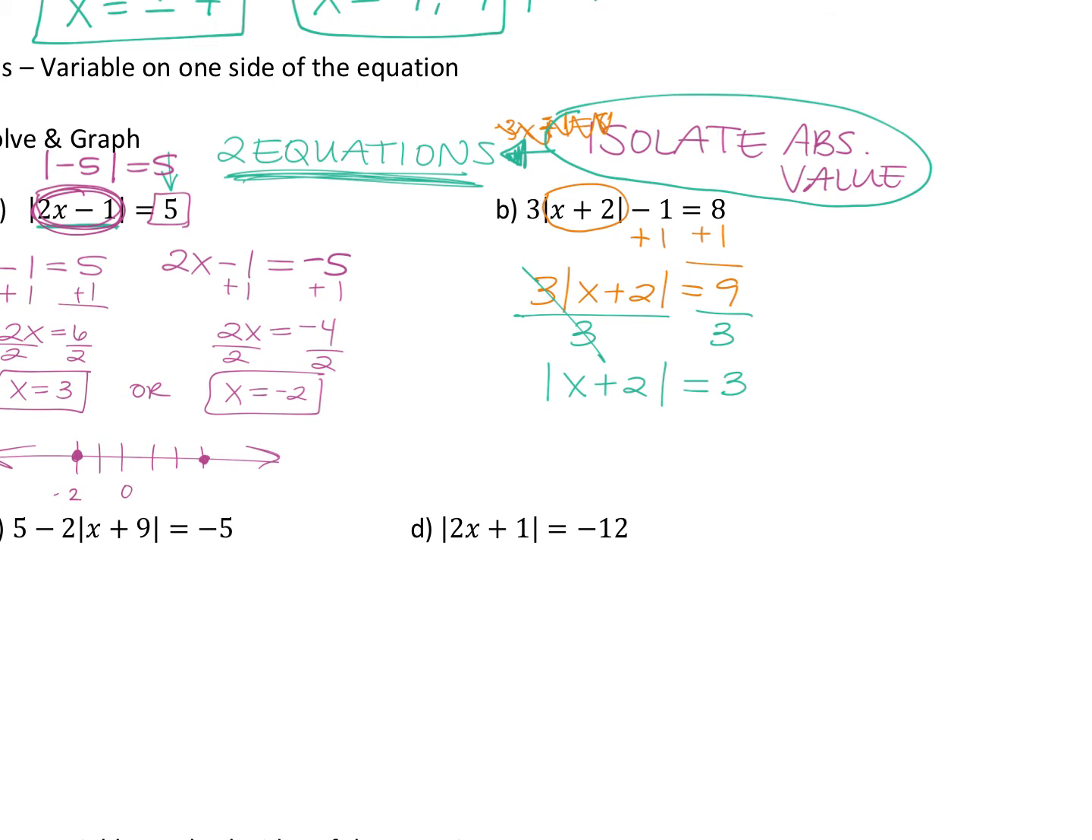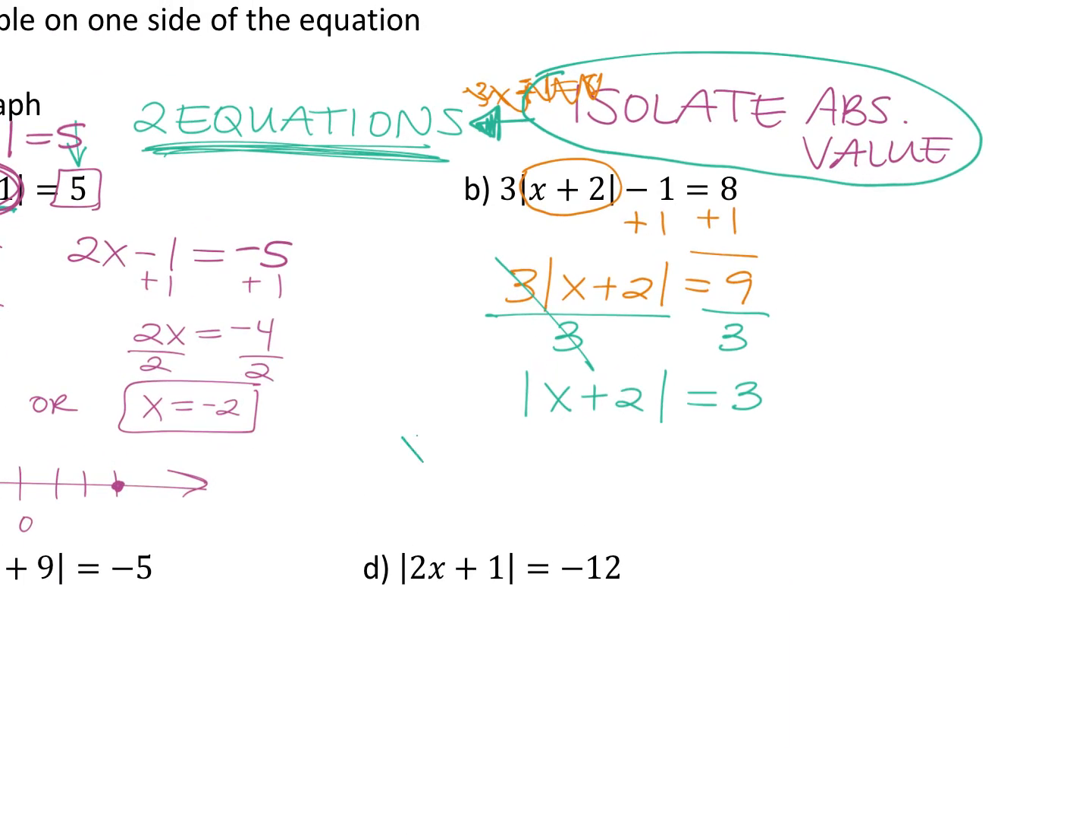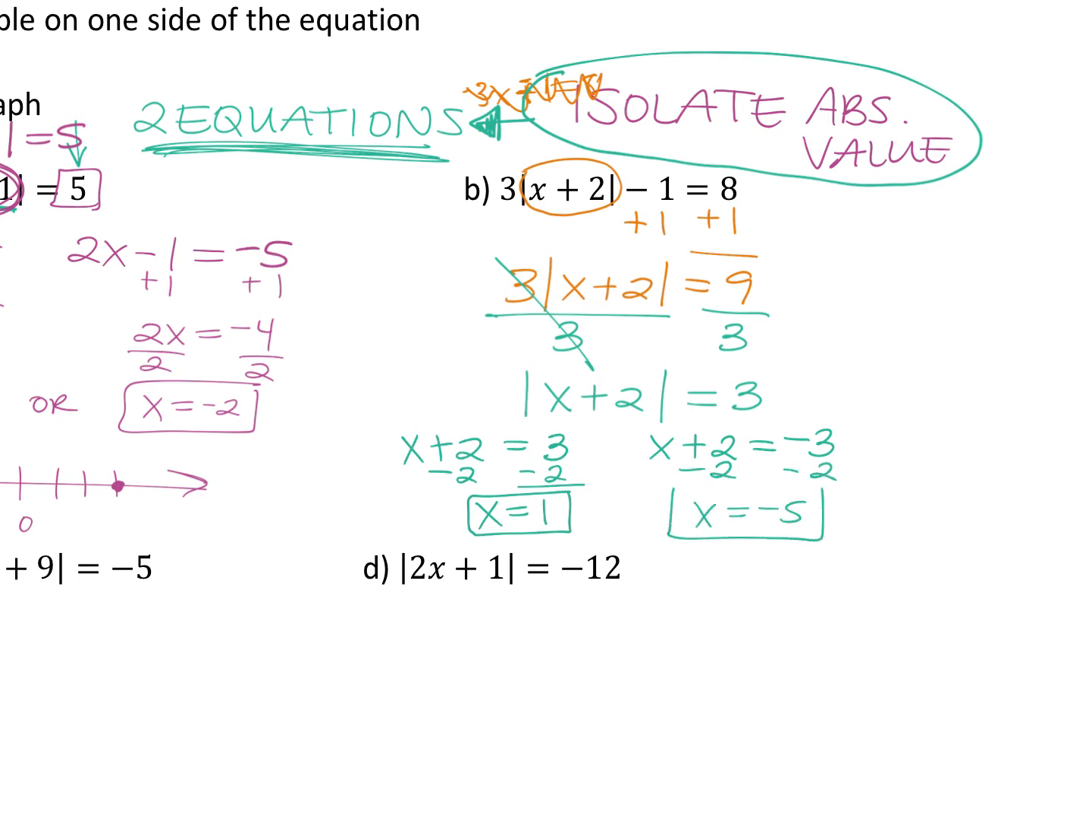Okay, so from here, now we're gonna write 2 equations. We're gonna say x plus 2 equals 3, and x plus 2 equals what? Negative 3. Okay, so solve that. Take away 2, and x equals 1. Take away 2, and x equals negative 5. Okay, so 2 solutions, right? Because it's an absolute value problem. 1 and negative 5 are your potential solutions. Any questions on that?